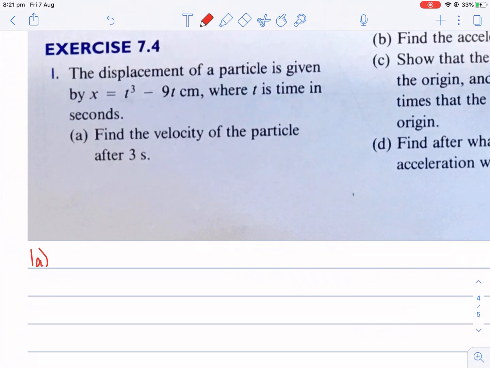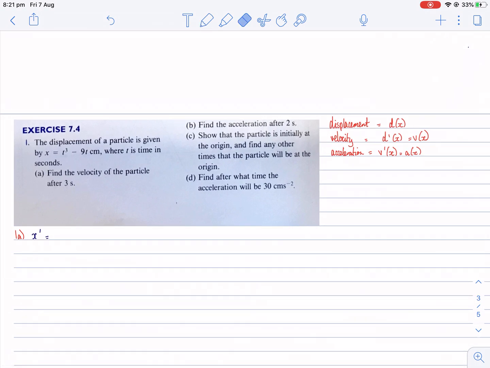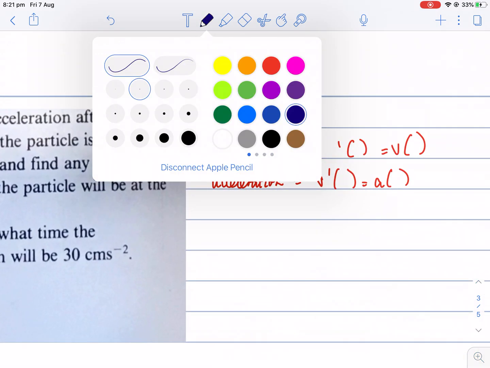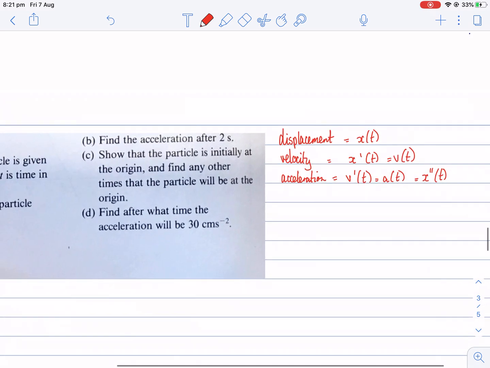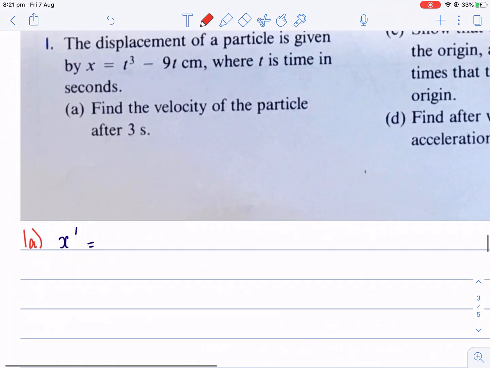So for 1a, we need x dash. We're treating displacement as a function x of t, so this is like f of x. We're finding the first derivative for the velocity, and the first derivative of that for the acceleration, which is just the second derivative of the displacement. It honestly doesn't matter. You're going to derive it, sub stuff in.